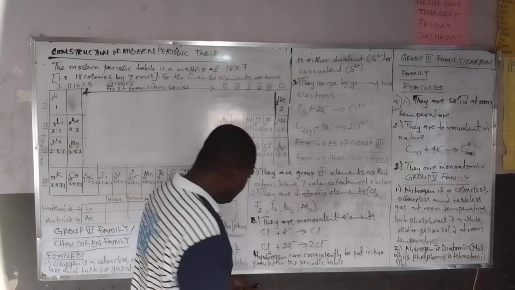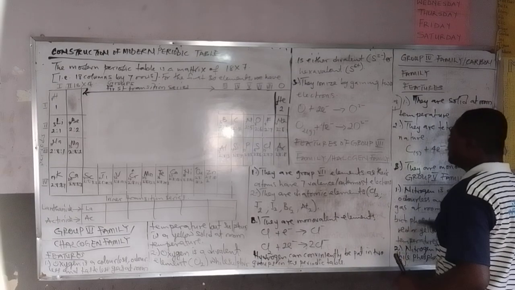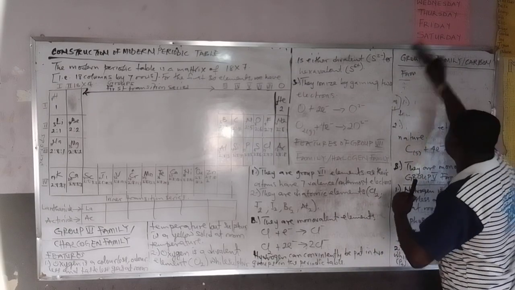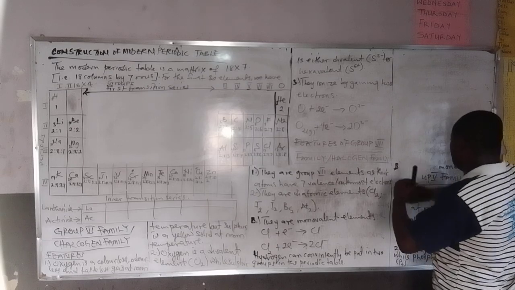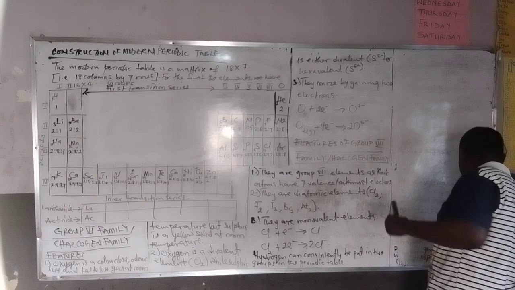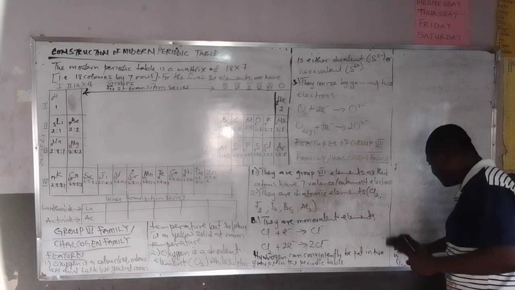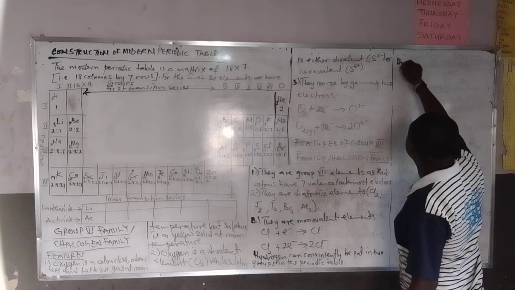Now, what do we mean? What are we talking about here? Does it make any sense? Let's check. I've seen that question several times in JAM. It says, which of the following elements can conveniently be put into two groups in the periodic table? And the answer is what? Hydrogen.